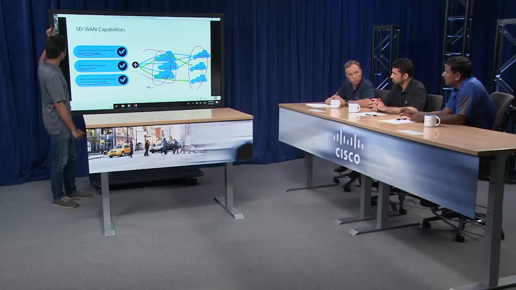So Ali, compared to the traditional deployments, how does it simplify? What makes it a superior solution to the traditional WAN deployments? And how does it save costs for the customers?